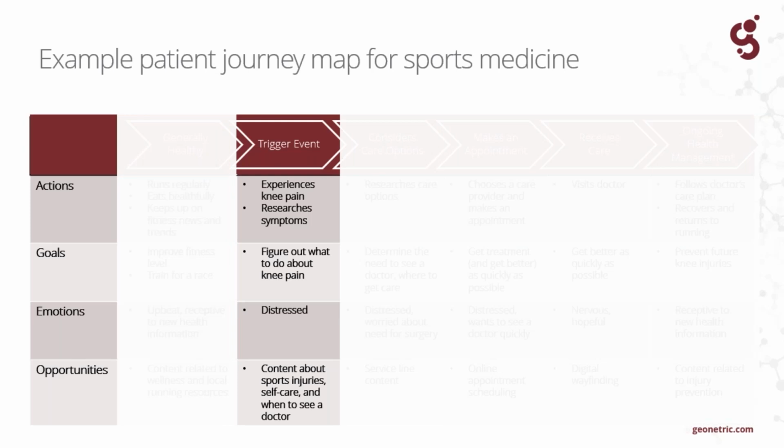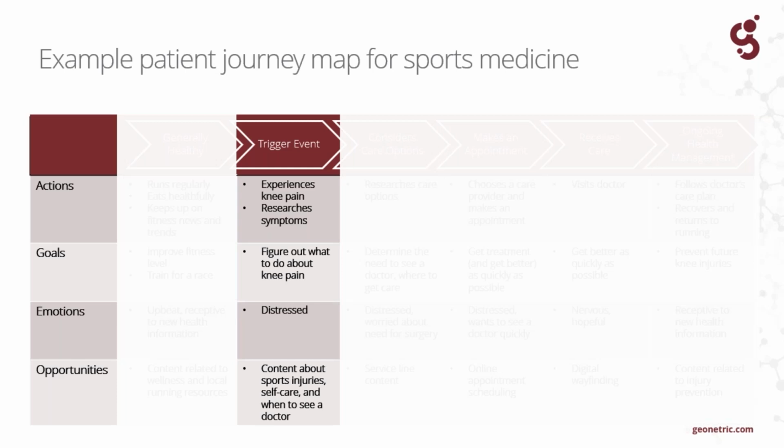But as we move through this patient journey, we see here under trigger event, we're going to say for this patient journey, the trigger event is some knee pain. And so this persona starts researching some of those symptoms and has this goal of really figuring out what to do next about knee pain. And is probably feeling a little distressed at this point, which means we might want to take a little bit different tone with some of our content than we would at the point where they're just doing some general research about how to stay well.